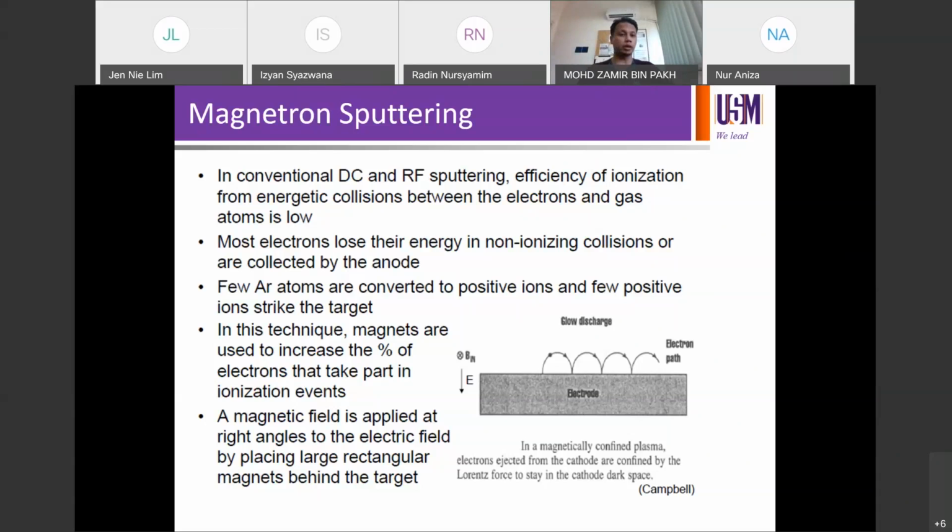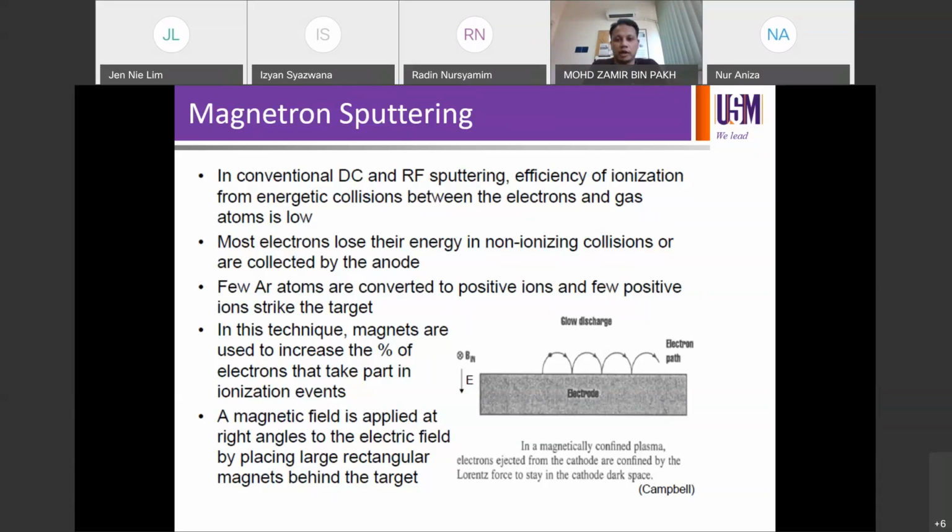Let's move on to magnetron sputtering. We've discussed sputtering, and magnetron sputtering is one hardware setting that you can add into the sputtering process in order to increase the deposition rate. So that's called a magnetron.